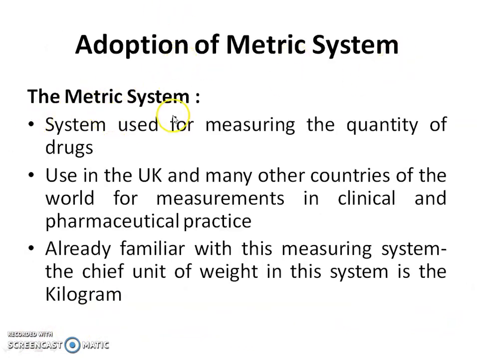Adoption of metric system. The metric system is the system used for measuring the quantity of the drugs in the UK, United Kingdom, and many other countries of the world for measurements in clinical and pharmaceutical practice. Already familiar with this measuring system, the chief unit of weight in this system is the kilogram.